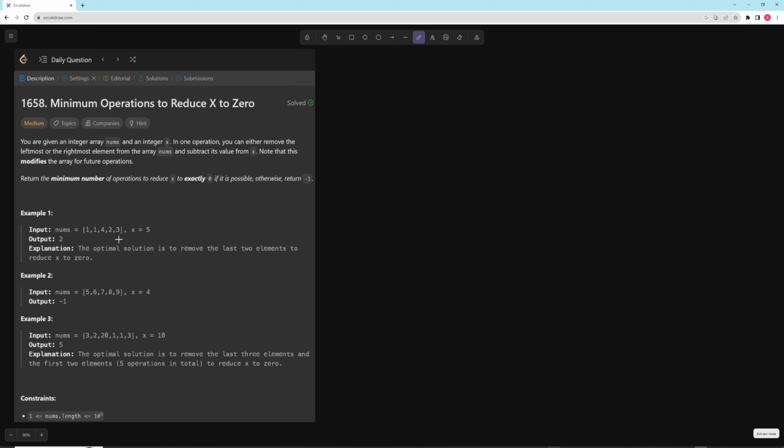So in this first example, we have 1, 1, 4, 2, 3, and we want to get 5. What we would do is take the number from the right and the number from the right again. Let's draw this bigger to show exactly what I mean. Essentially, at every step you have a choice, either take the right number or the left number, and you want to minimize the number of operations to get exactly 5.